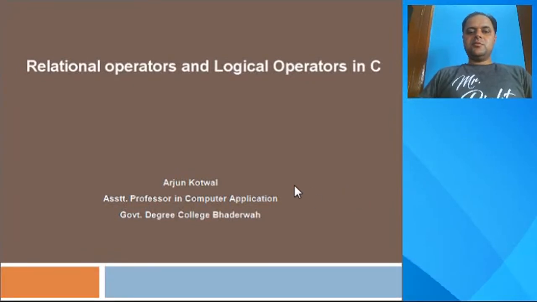Hello students, today's topic is relational operators and logical operators. So we will discuss these two types of operators one by one.